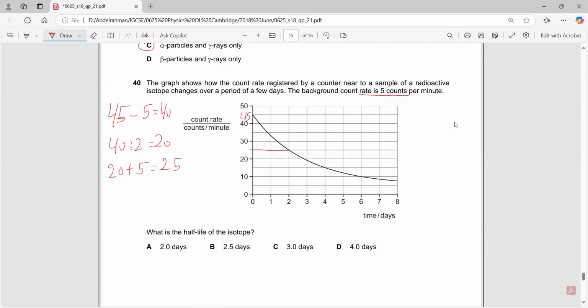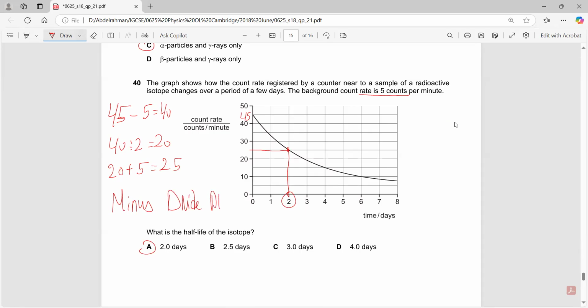From 25, you can draw a line and then another line, which is 2 days. Please memorize this: minus, divide, plus. Yeah, that's it.